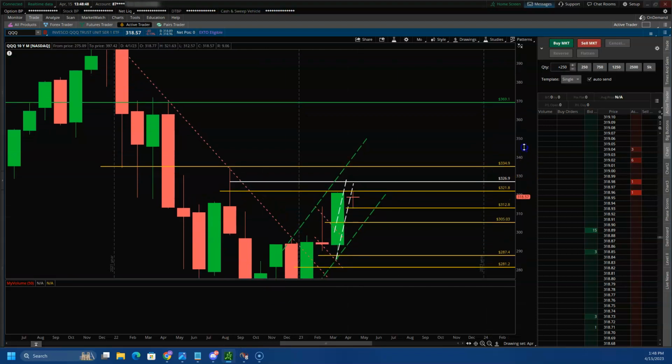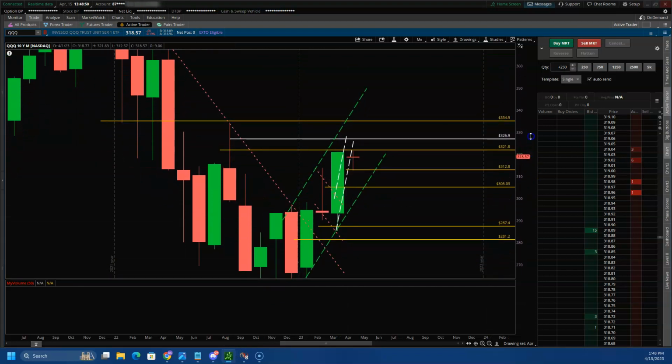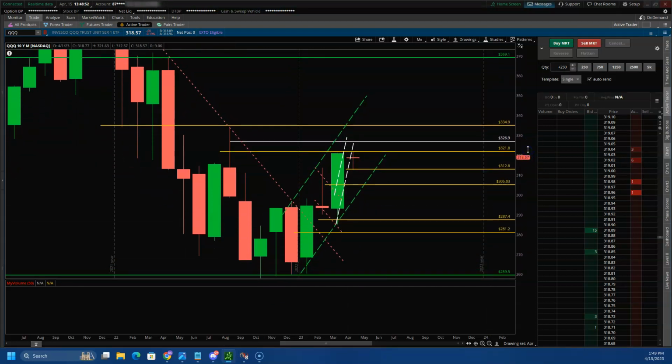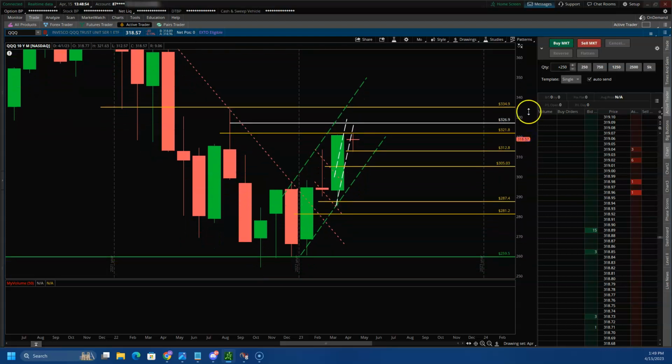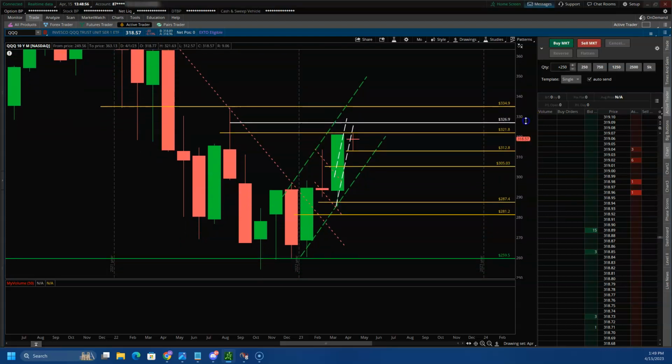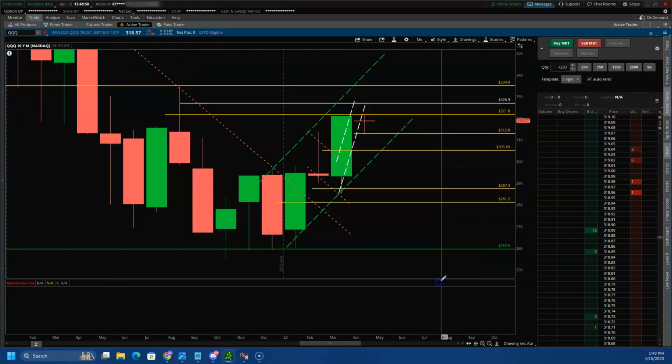So here's a chart of QQQ, right? I always like to start with the indices, just to get a better overall look and feel of what's going on in the higher time frame as well. So, monthly view, right?